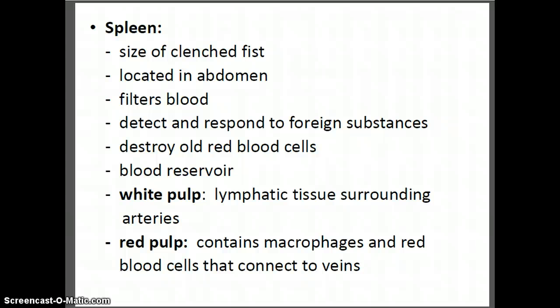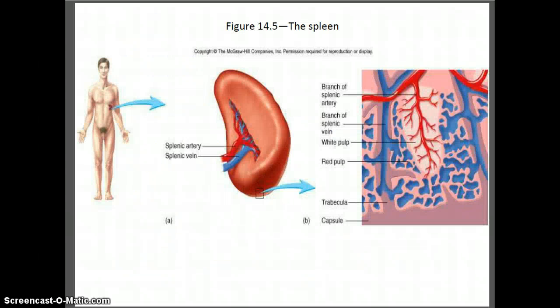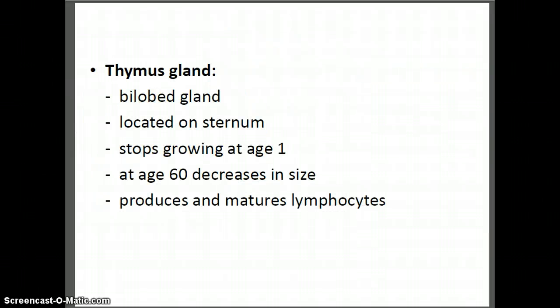Spleen is another one of the lymphatic organs, and you can see where it's located. It's about the size of your clenched fist. It's located in the abdomen, and it does filter blood and acts as a blood reservoir and destroys old red blood cells so that some of the heme and the globulin proteins, amino acids, can be reused. Here is what the spleen looks like, its location in the abdominal cavity, and then its structure. I'm not going to ask you for the structure really of the spleen, but take a look at where it is located and certainly what its function is.